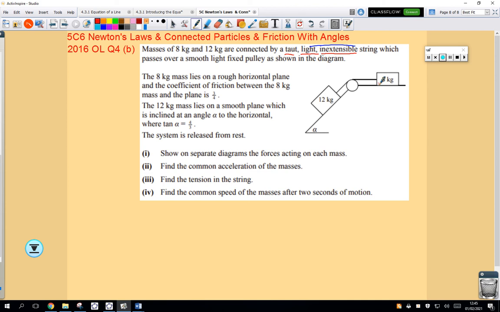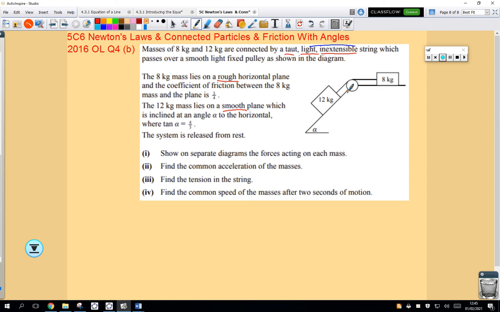That's already happened. The 8 kilo mass lies on a rough horizontal table, rough meaning there is friction. The coefficient of friction between the 8 kilogram mass and the plane is 3/4. The 12 kilogram mass lies on a smooth plane. That's smooth, no friction there, on that inclined plane, which is inclined at an angle of alpha to the horizontal, where tan of alpha is 4/3. The system is released from rest, shown in separate diagrams the forces acting on each mass.